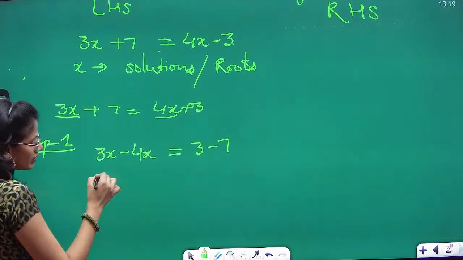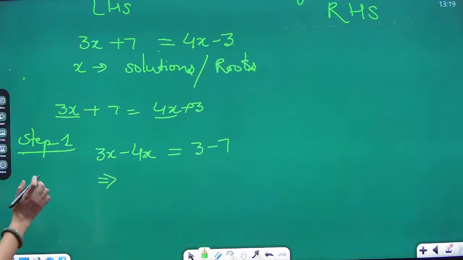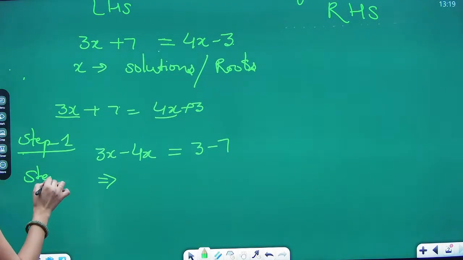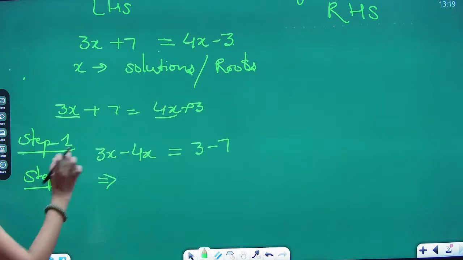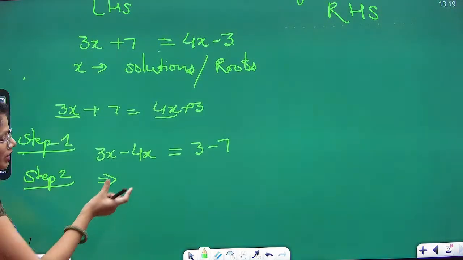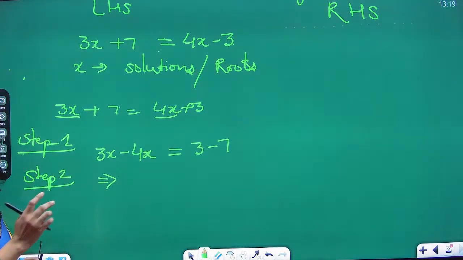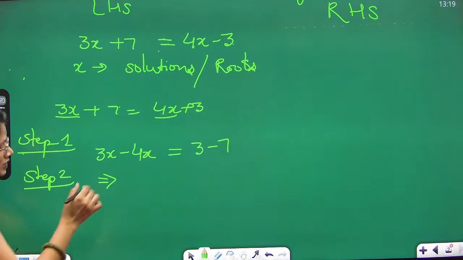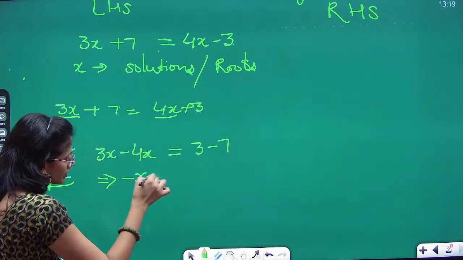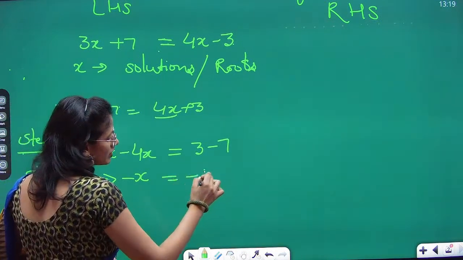Now, second step: you have to solve this and take it as a single term. Step 2 is to solve the left hand side and take your unknown term as a single term. Two terms are there, 3x and 4x, but solve it to take it as a single term. Now if we solve it, it is minus x. Here it is minus 4.